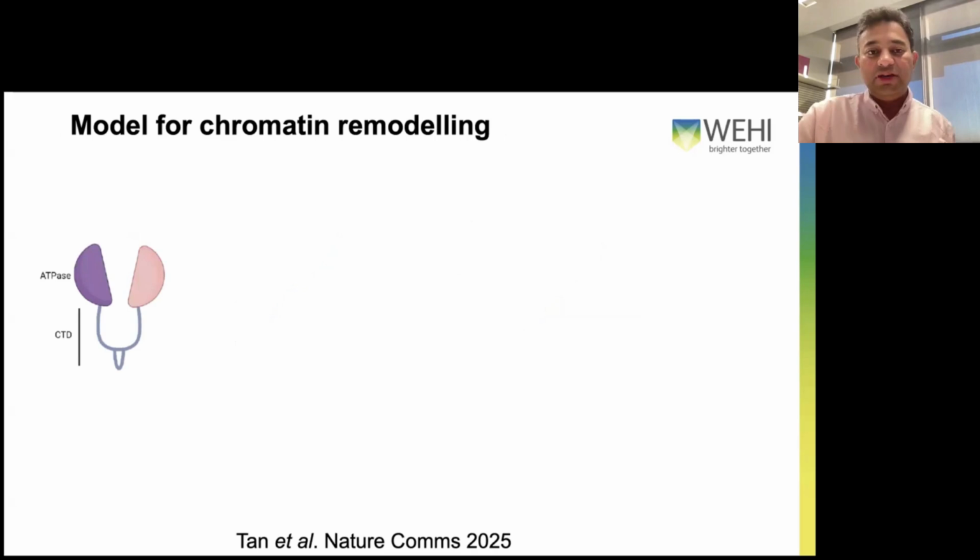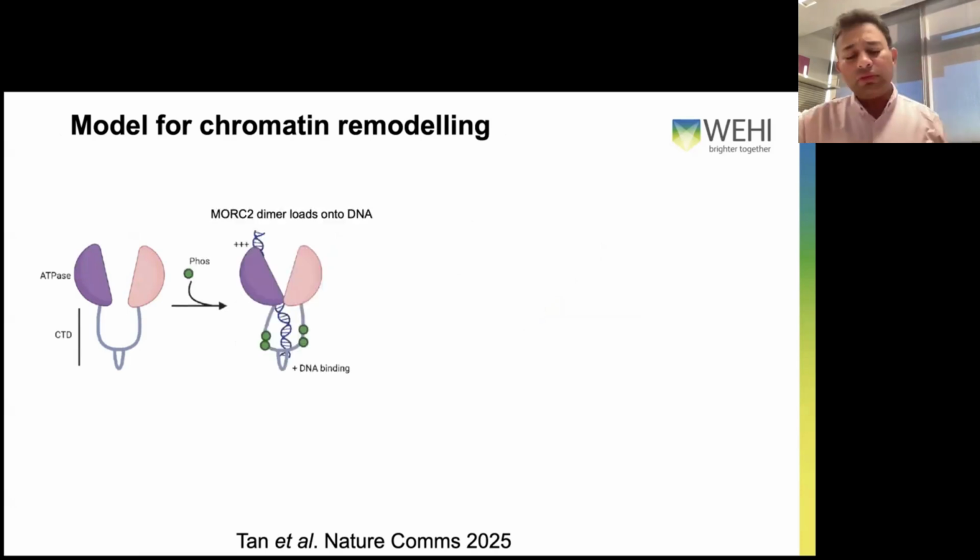So that leads me to propose the model. We believe that MORC2 comes as a dimer through its C-terminal domain, and it does genome surveillance in its phosphorylated state.